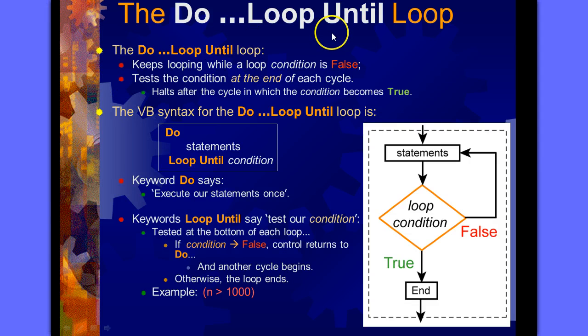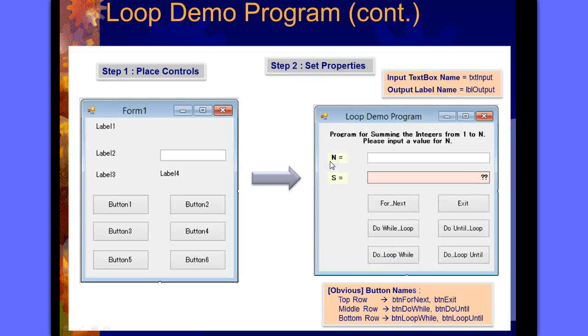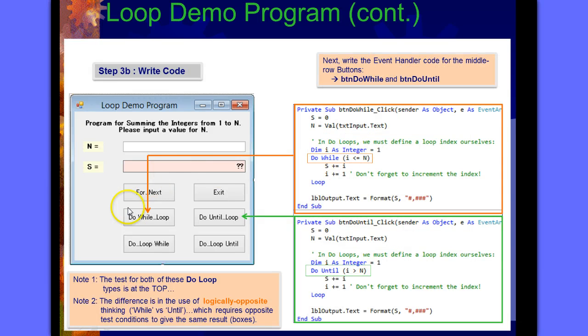Okay, we also have the do loop until, but we'll skip that one for a moment. And let's take a look at this, and this. And this one we did. This is the for loop. And now here's the do while loop and do until loop. Okay, I'll let you check this one yourself.